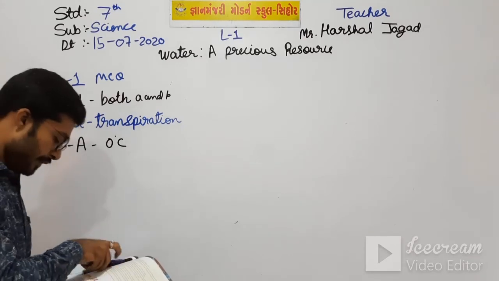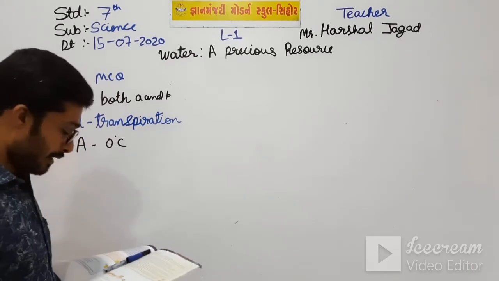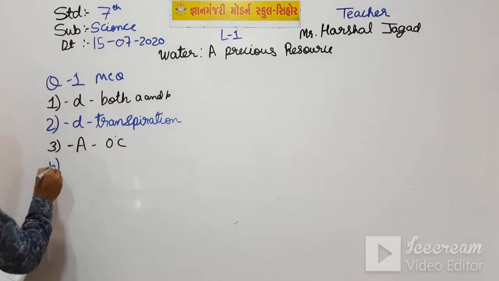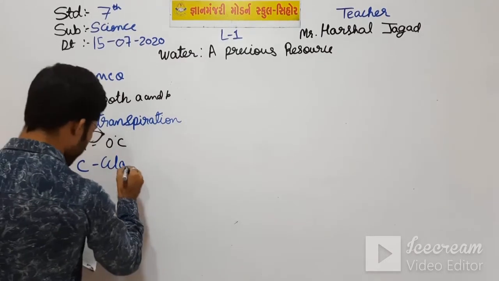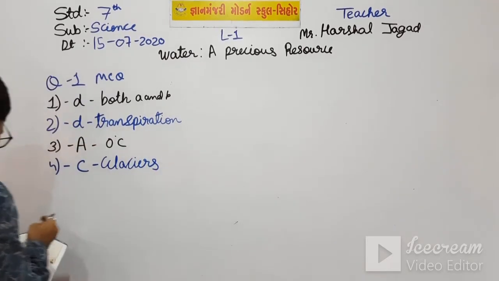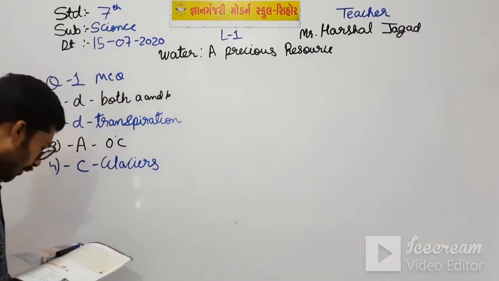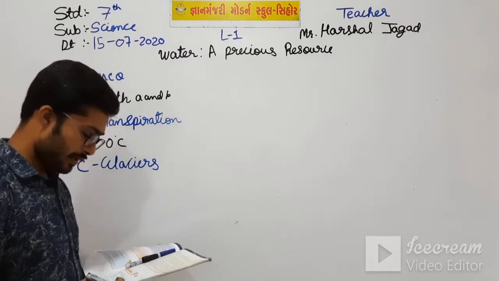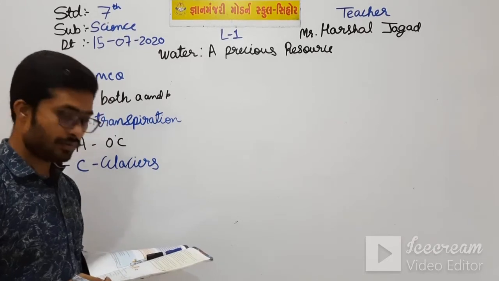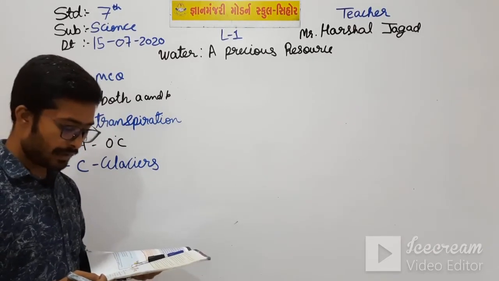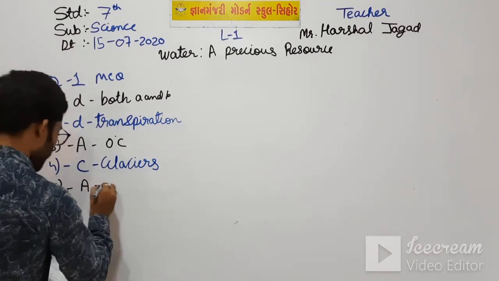The fourth one: the solid form of water is present in. In this, the answer will be C, that is glaciers. Fifth one: which of the following is responsible for scarcity of water? Option A, deforestation; option B, rainwater harvesting. We all know rainwater harvesting is for conservation of water, drip irrigation is also for conservation of water, and D, recycling of water is also for conservation. So the answer in the fifth one is A, that is deforestation.